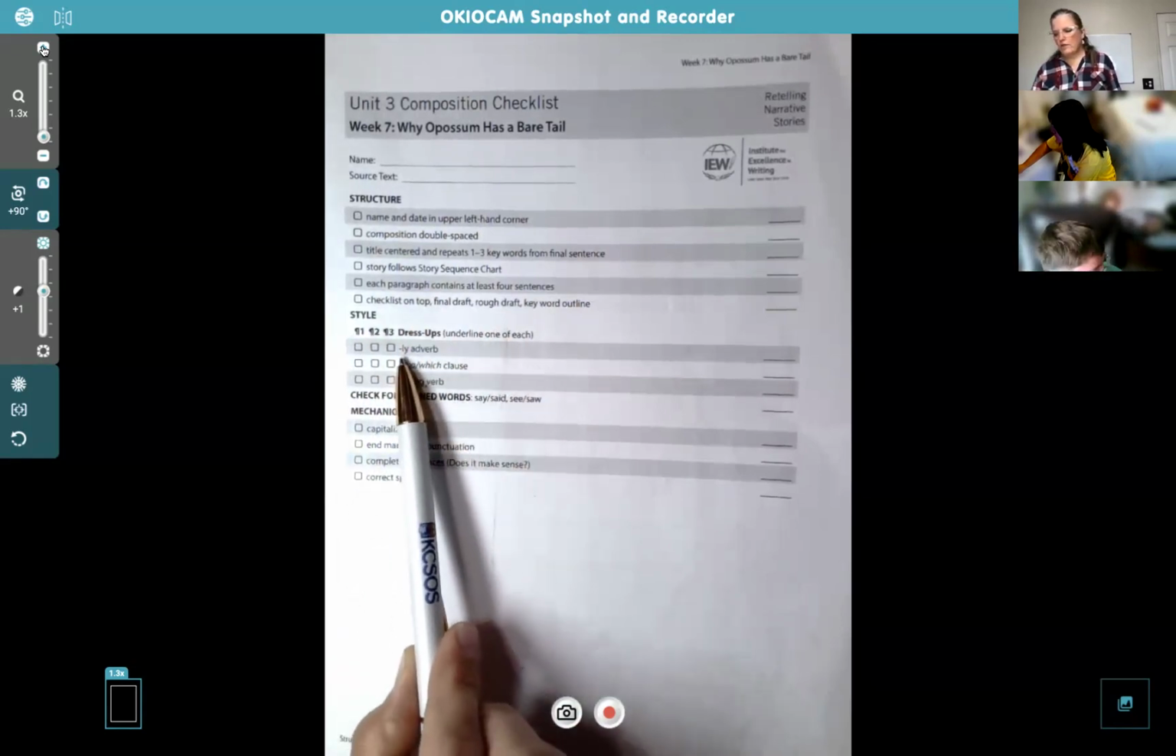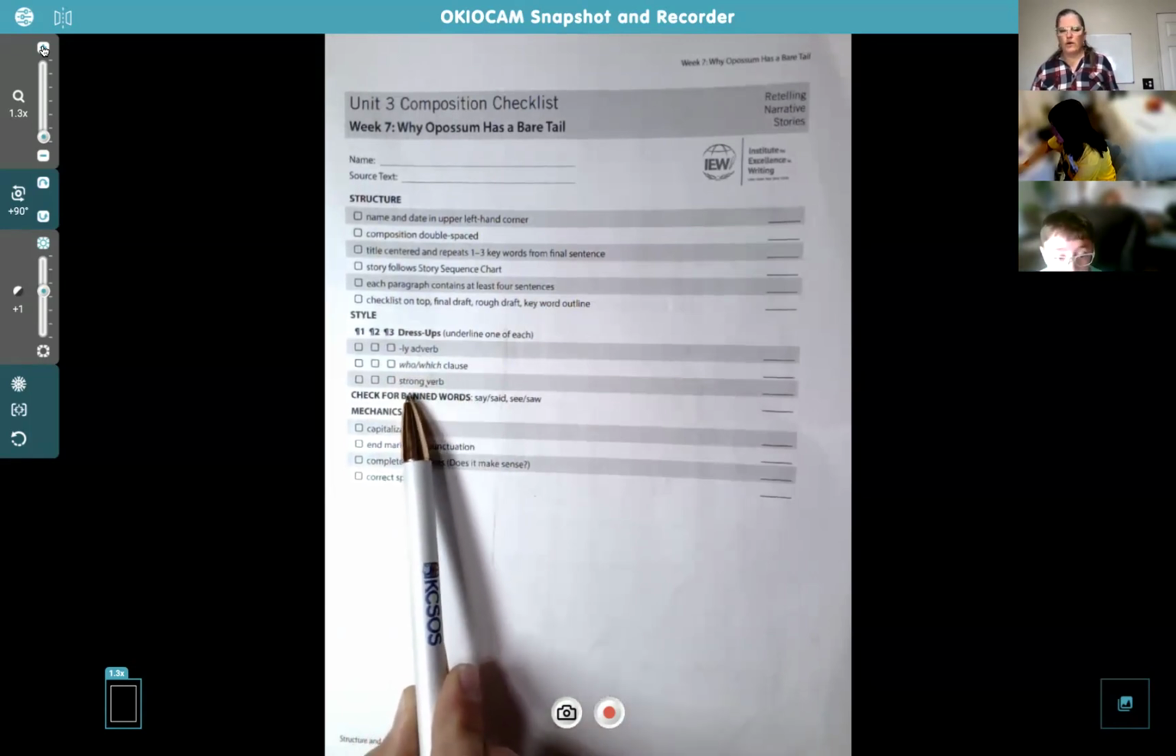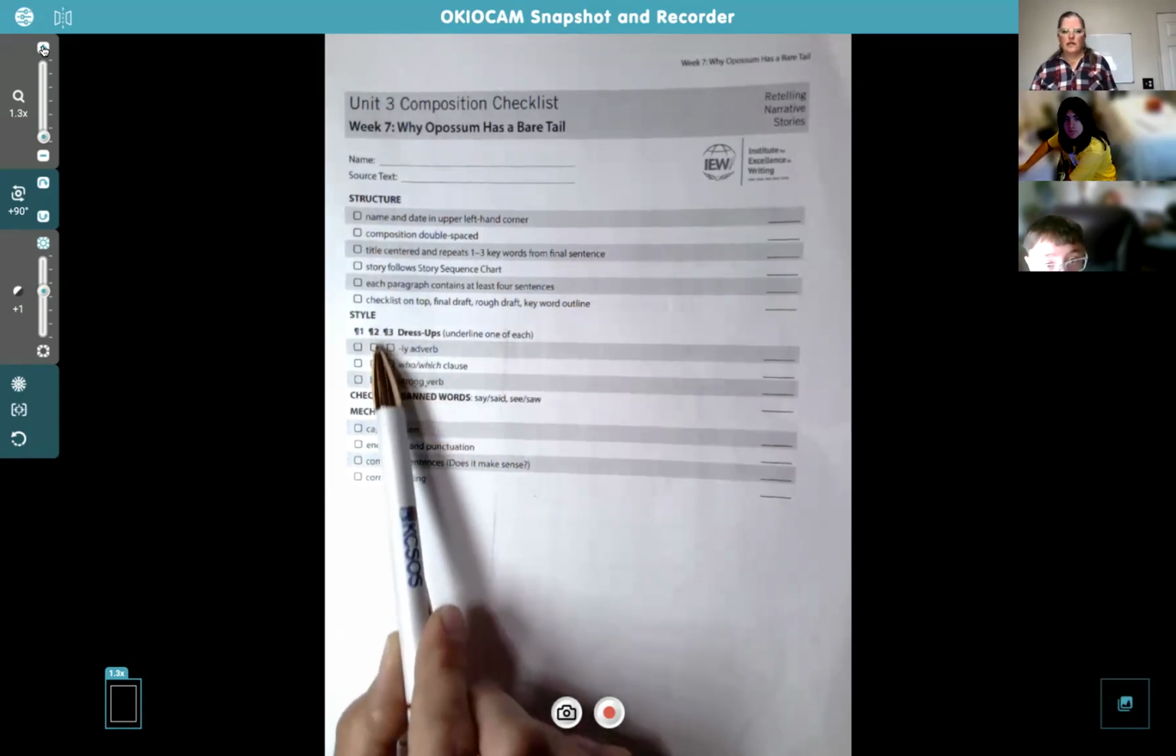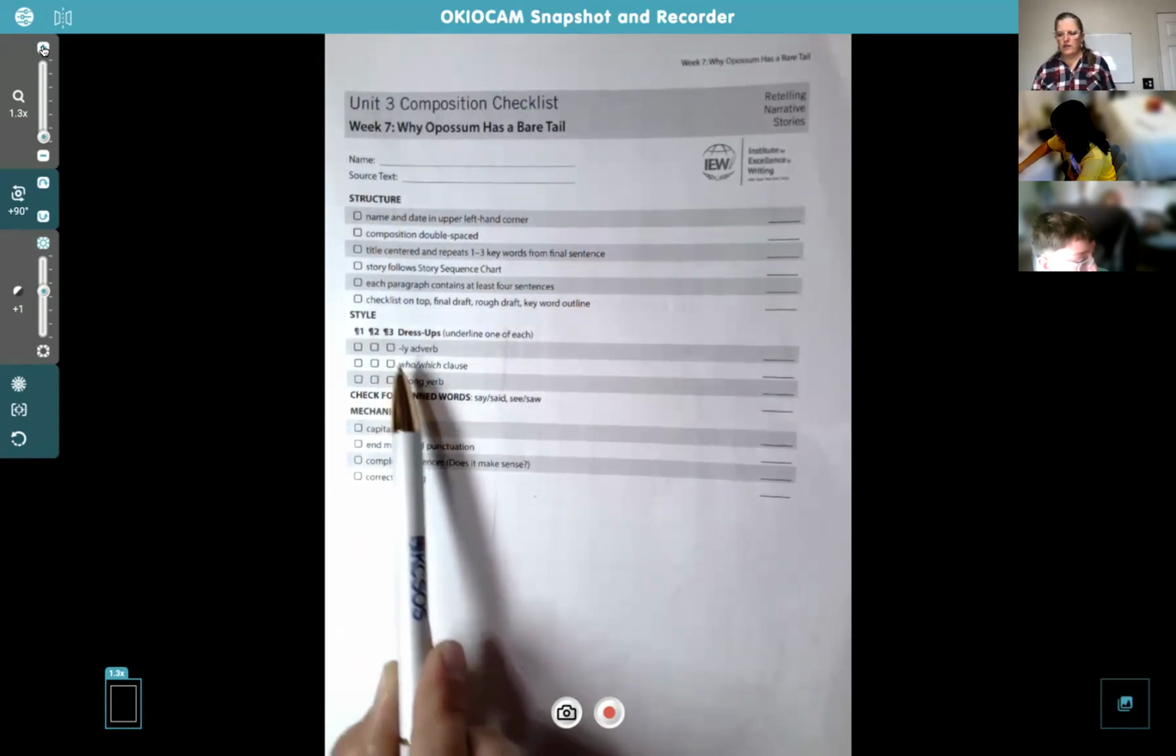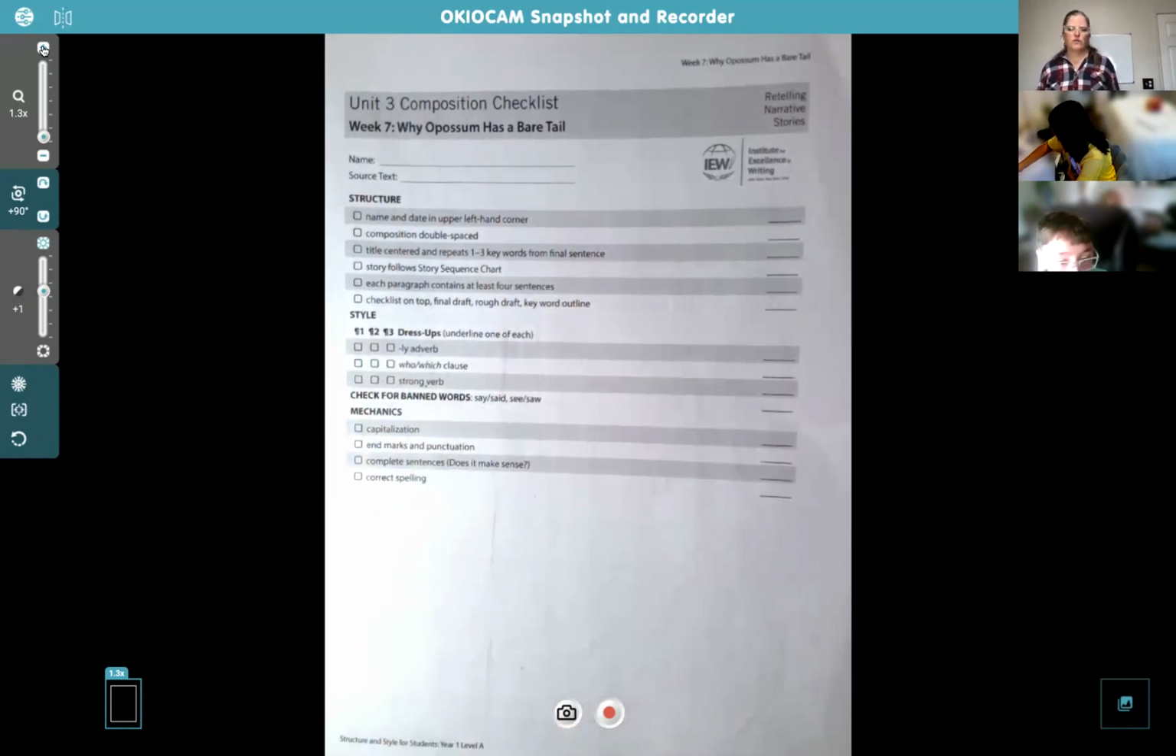And right now, the most important part is right here under style. So you guys should have one ly adverb, one who, which clause, and one strong verb in each paragraph. I know this week you just did paragraph 1, so you need one in each for paragraphs 2 and 3 also.